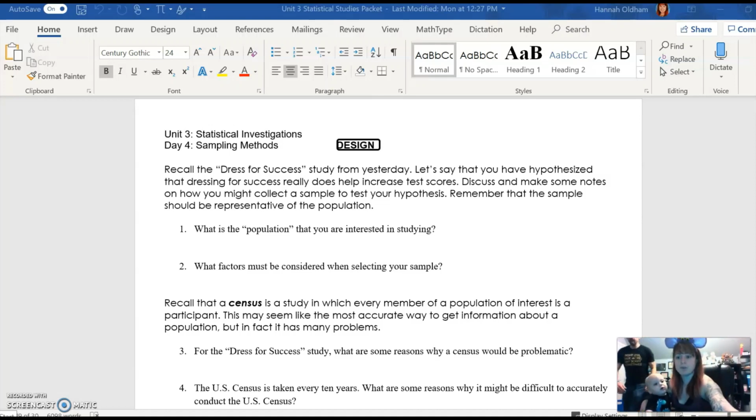Okay. If you can get to every person, then we call that a census. And serendipitously enough, serendipity means it happened like it was supposed to, the U.S. Census, the 2020 census, just came in the mail, okay?